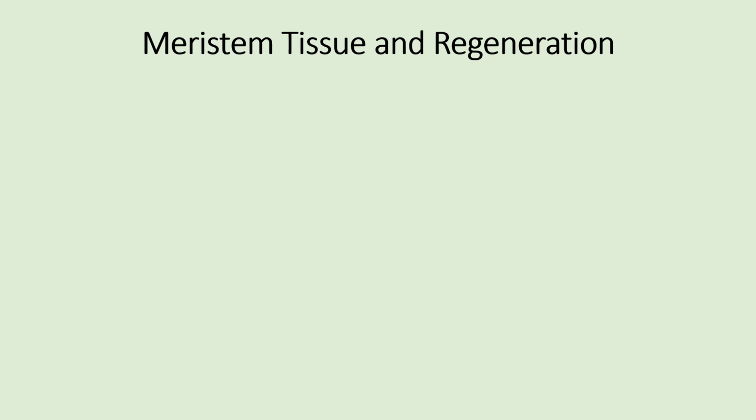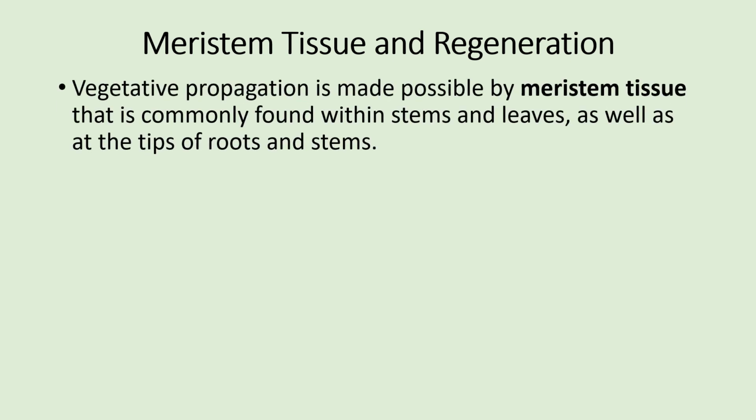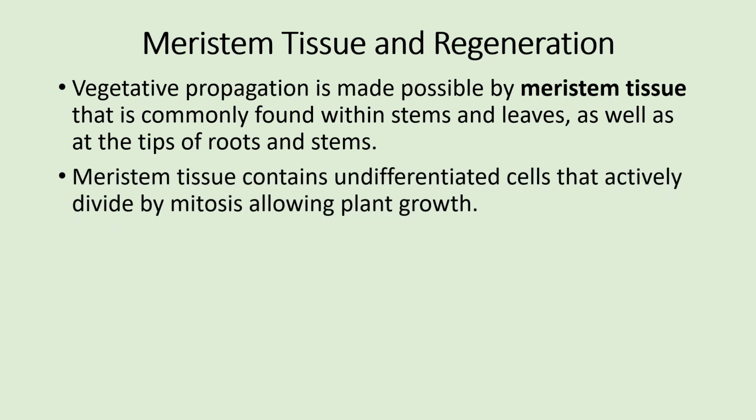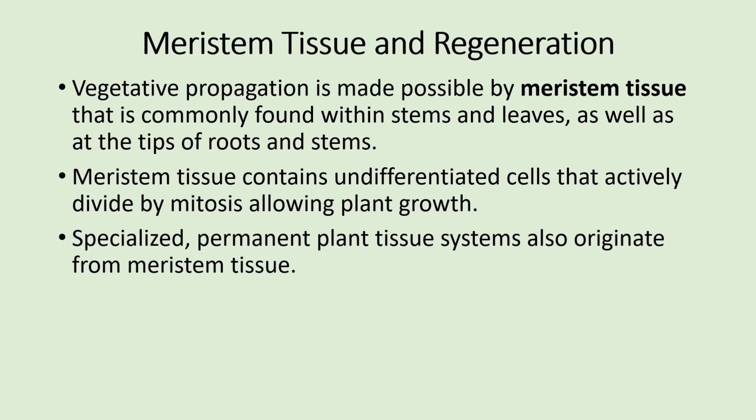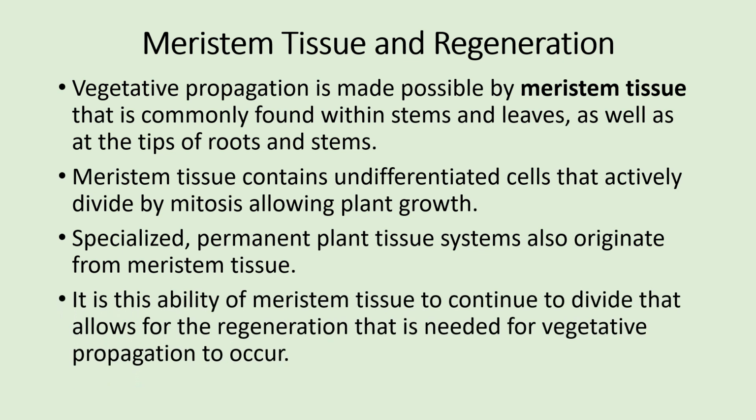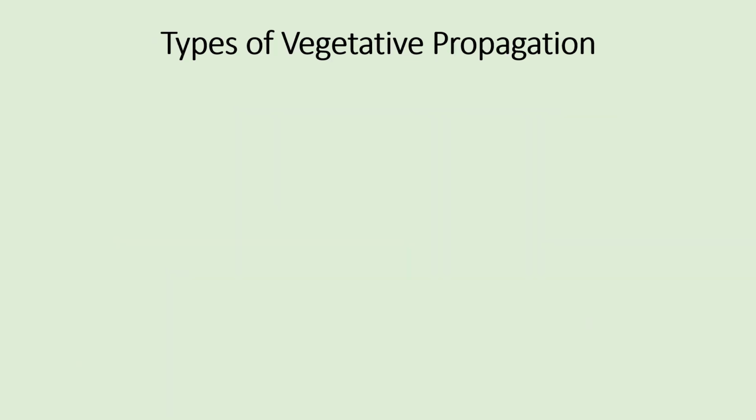Meristem tissue and regeneration. Vegetative propagation is made possible by meristem tissue that is commonly found within stems and leaves, as well as at the tips of roots and stems. Meristem tissue contains undifferentiated cells that actively divide by mitosis, allowing plant growth. Specialized, permanent plant tissue systems also originate from meristem tissue. It is this ability of meristem tissue to continue to divide that allows for the regeneration that is needed for vegetative propagation to occur.